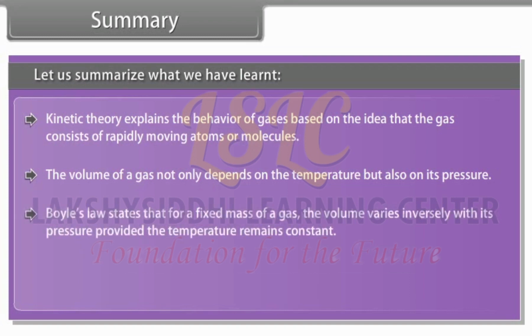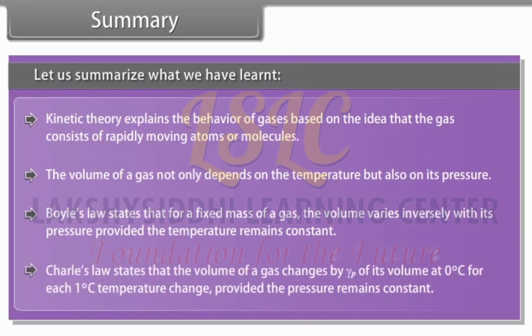Boyle's law states that for a fixed mass of a gas, the volume varies inversely with its pressure provided the temperature remains constant. Charles' law states that the volume of a gas changes by gamma P of its volume at 0 degrees centigrade for each 1 degree centigrade temperature change, provided the pressure remains constant.